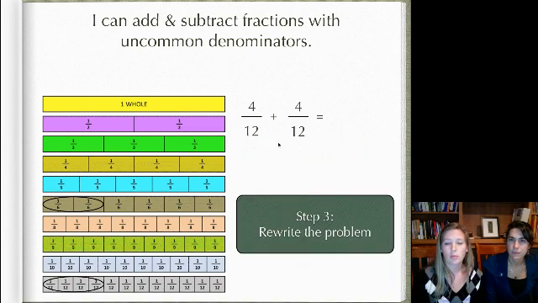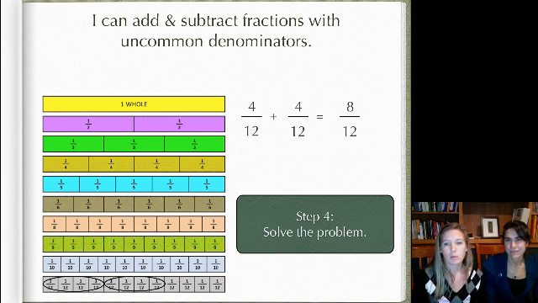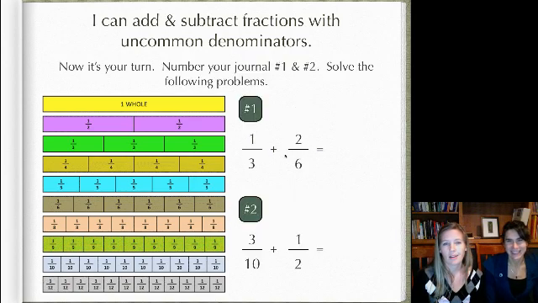And then step 3, rewrite that problem. So this becomes 4 twelfths plus 4 twelfths. And the last step, easy peasy, add them up. Solve the problem. 4 twelfths plus 4 twelfths is 8 twelfths, not 8.